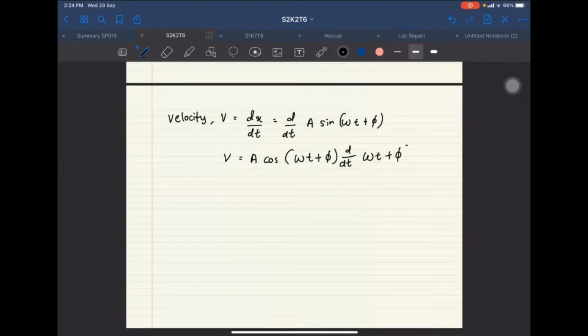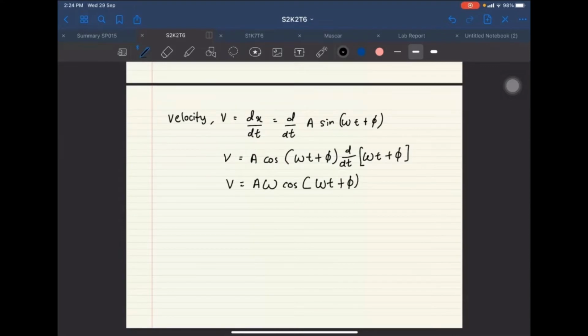Ini yang sebenarnya lah, step by step. Tapi you can skip this one. Okay, since the phase angle does not depend on time, that one is just a constant. Kalau kita differentiate dia jadi 0. Time ni t kuasa 1, differentiate jadi t kuasa kosong, so jadi 1 lah. So you left with omega. So I can rewrite this one, v equals A omega cos(omega t plus phi).